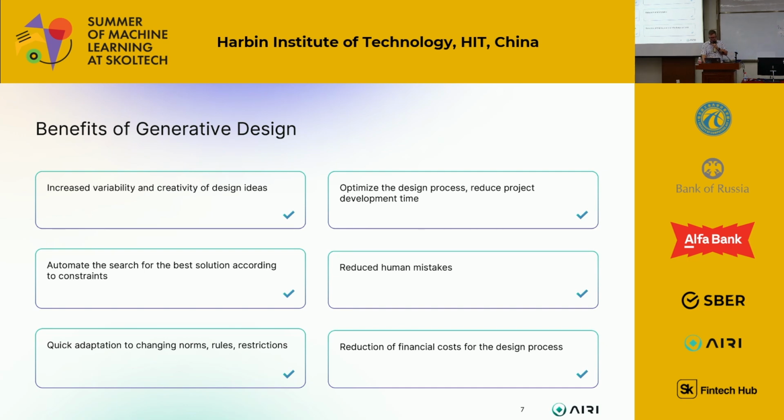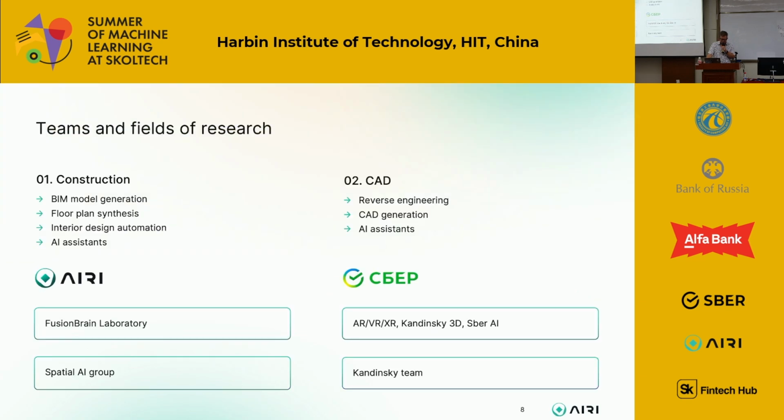The next benefit is reducing human mistakes. I think it's quite obvious. The next one is quick adaptation to changing norms, rules, restrictions, and actually it correlates also with my previous point. And all of this actually can be combined to reduce financial costs of the design process, because financial costs, it's about time, it's about salary for constructors, for engineers who do iterative work about the project improvement and so on. And all this leads to financial and time costs decrease.